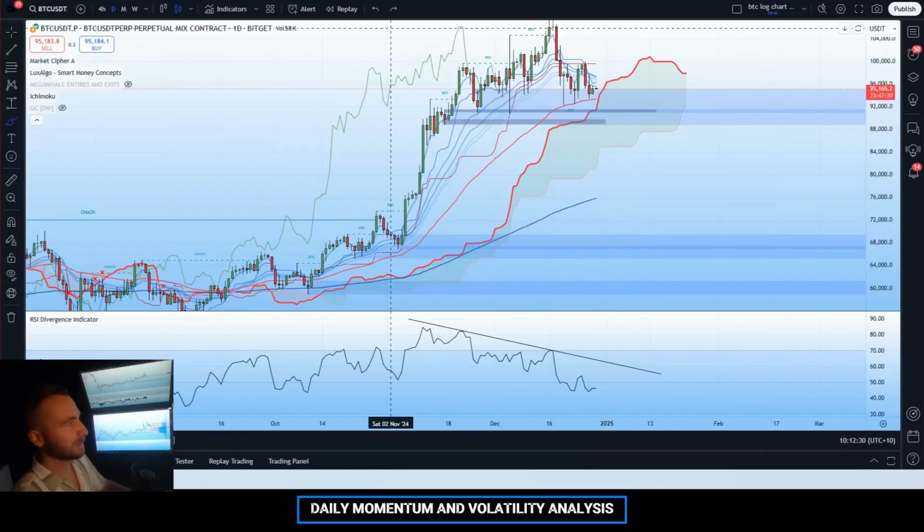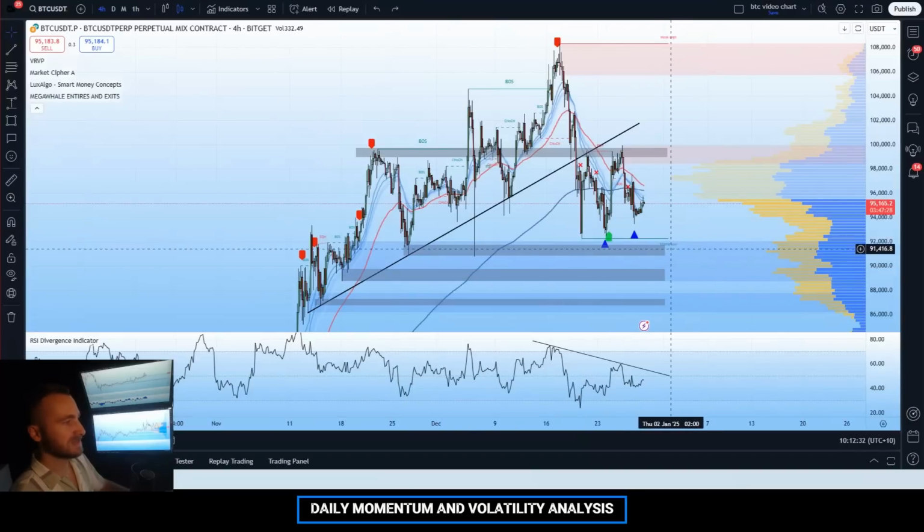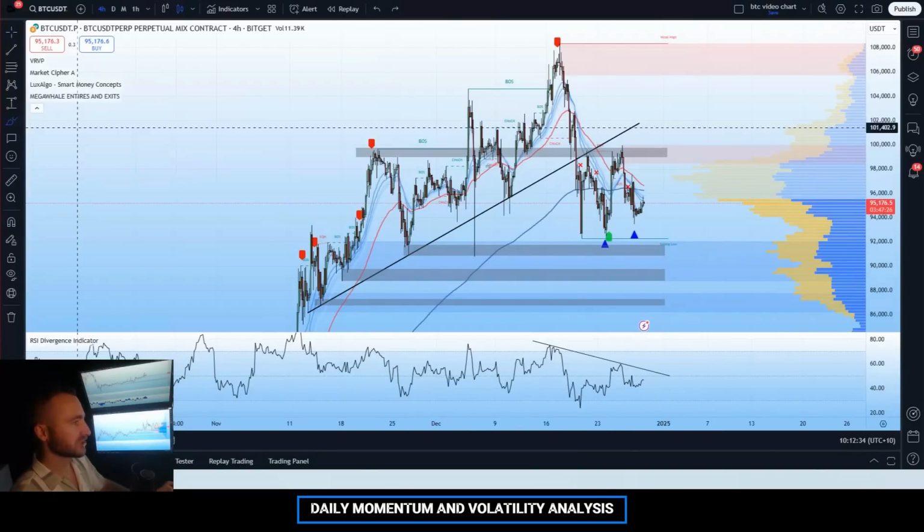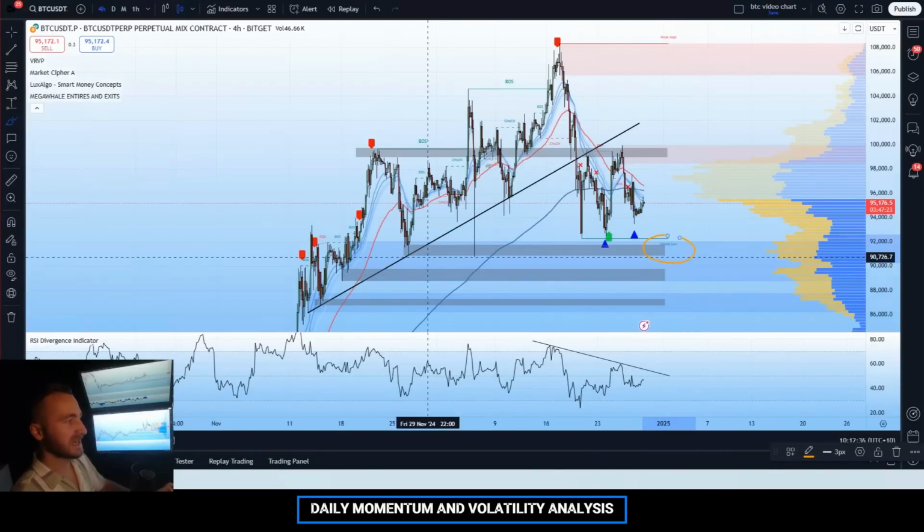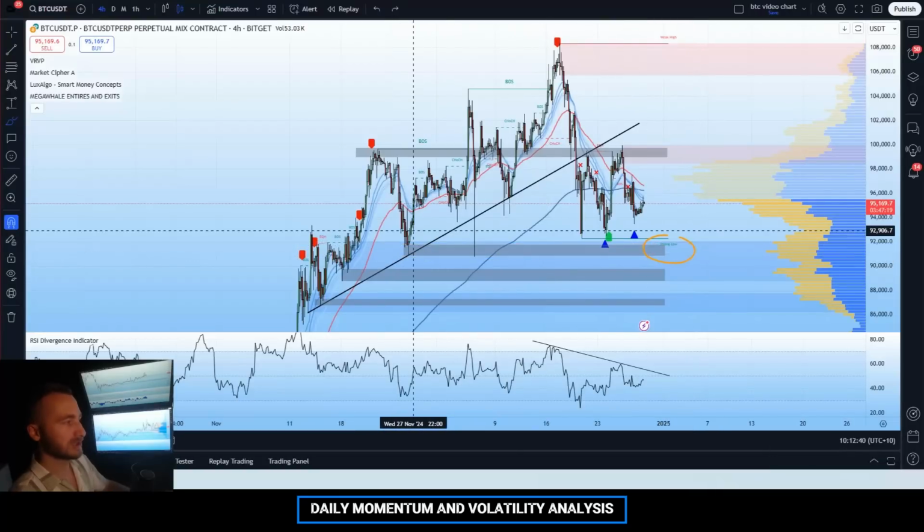Now, if we look at the price action from a price perspective, this $92,000 region, just sub 92,000, is actually a very major liquidity level. As we can see, we have had two major liquidity wicks into here.